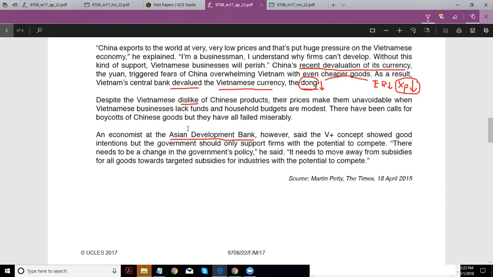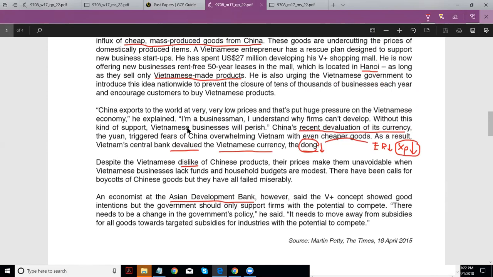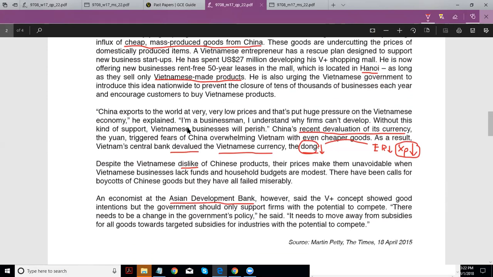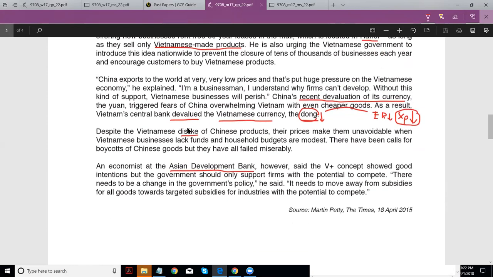So an economist at the Asian Development Bank, however, said that the V plus concept, which was basically this nonsense they came up with, where in the mall we won't charge them rent and they will only sell Vietnamese products. So that's the V plus concept. It showed good intentions, but the government should only support firms with the potential to compete. So you should only support those firms that can actually develop their comparative advantage and actually compete, perhaps in the long run. There needs to be a change in the government policy, he said.